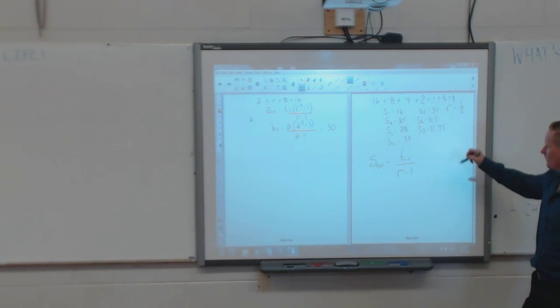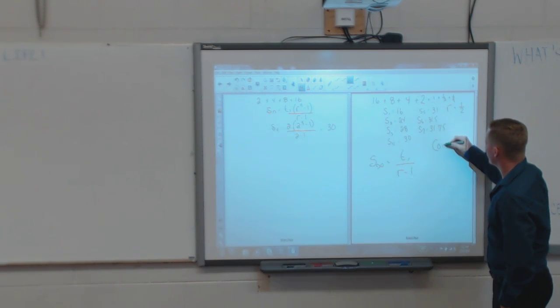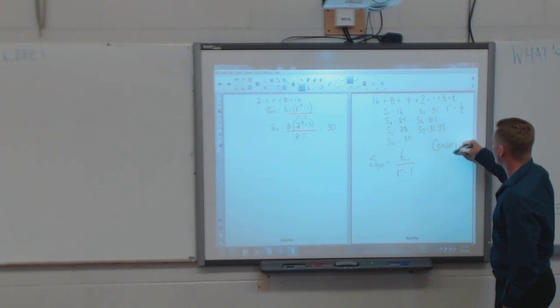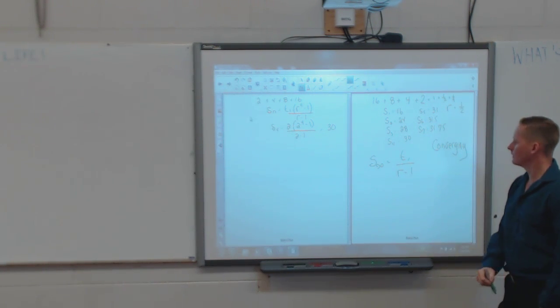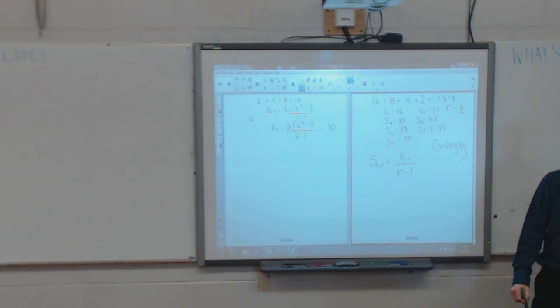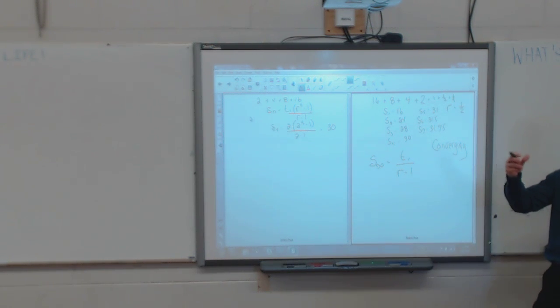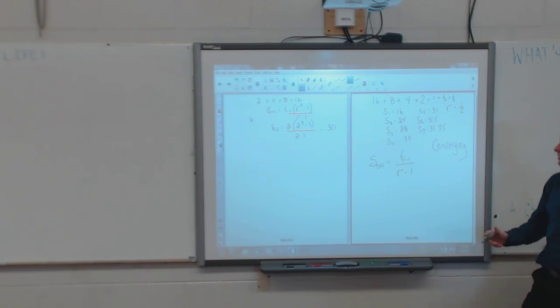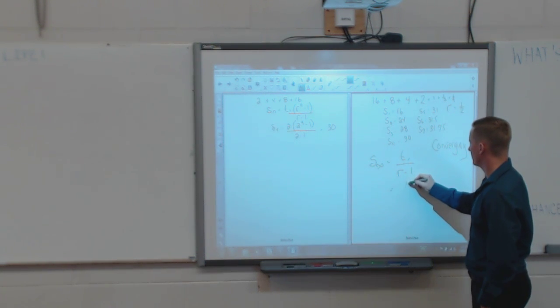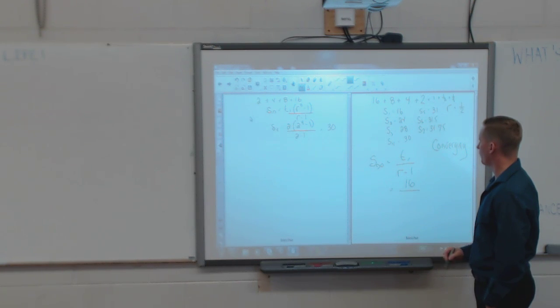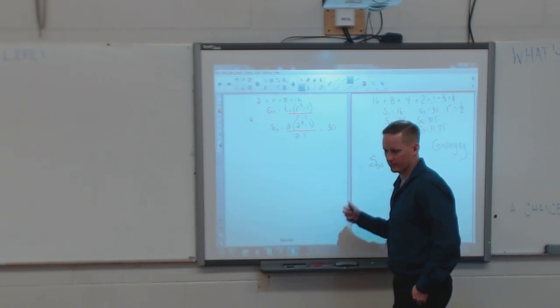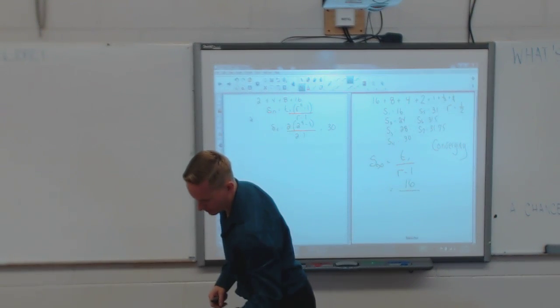Now, this is referred to as a converging geometric series because it converges on a numerical value for the sums. So what is that value? Well, 16 over... oh, I might have this wrong, just a second here. Might be 1 minus r, is it?